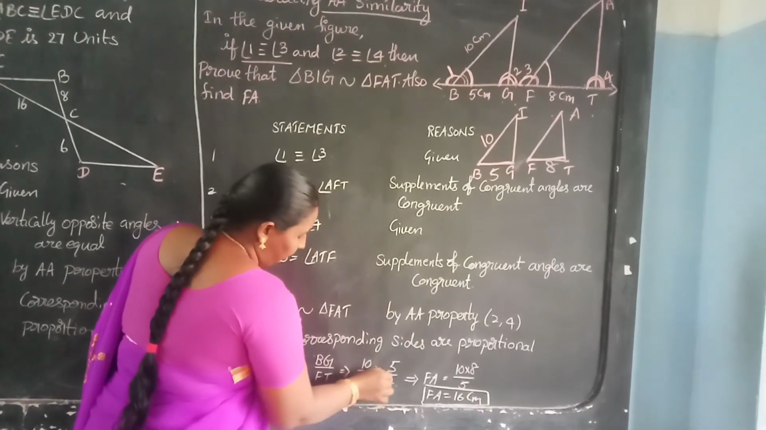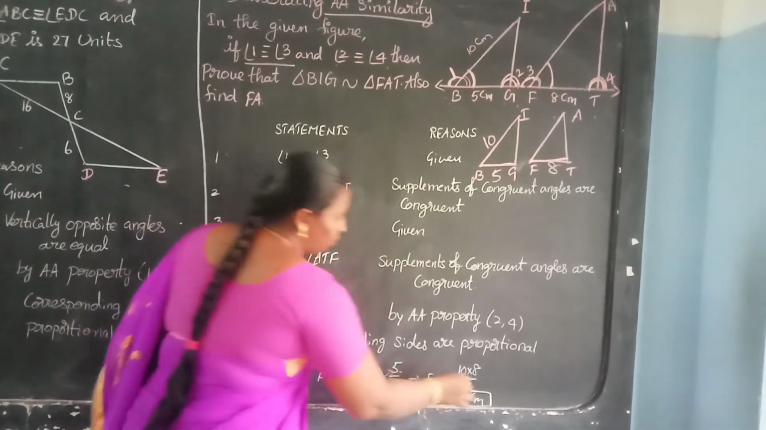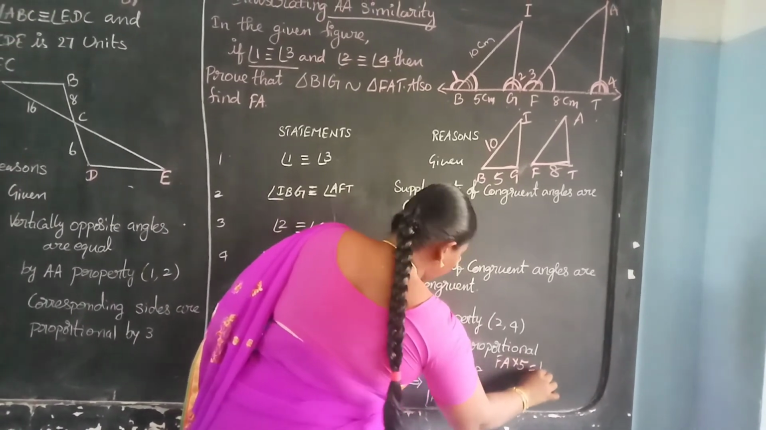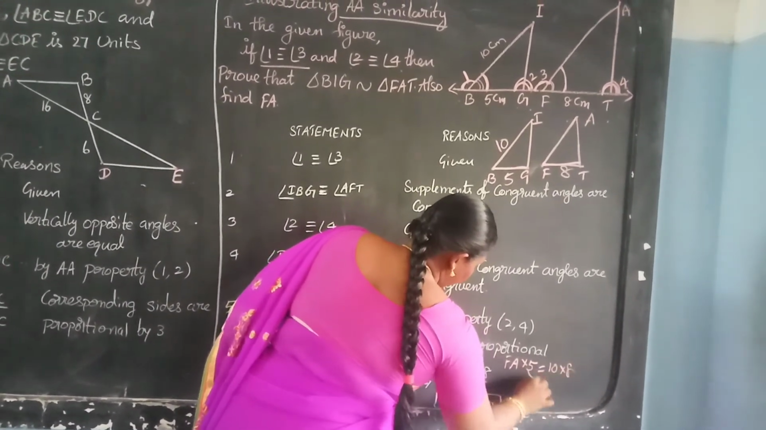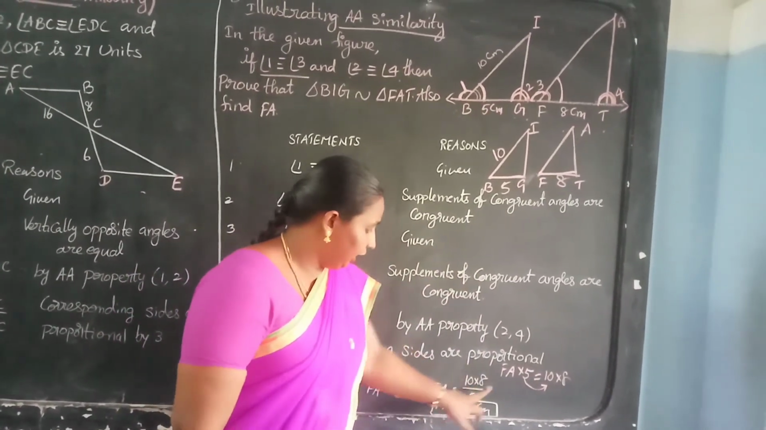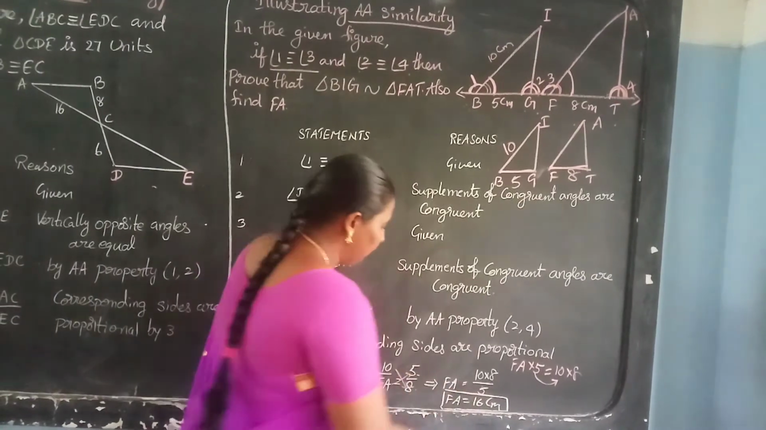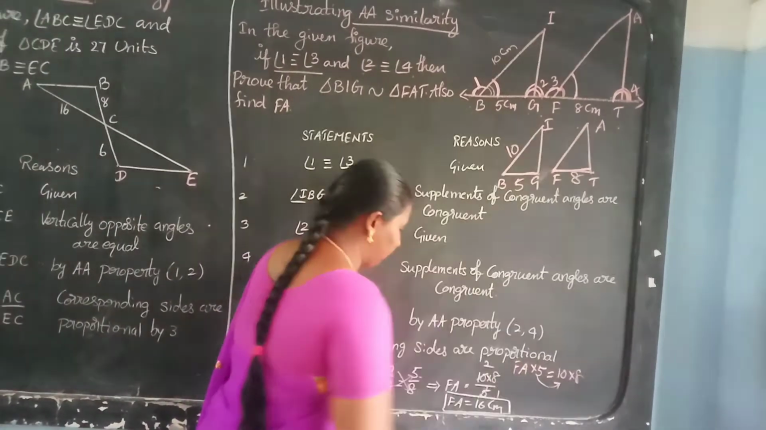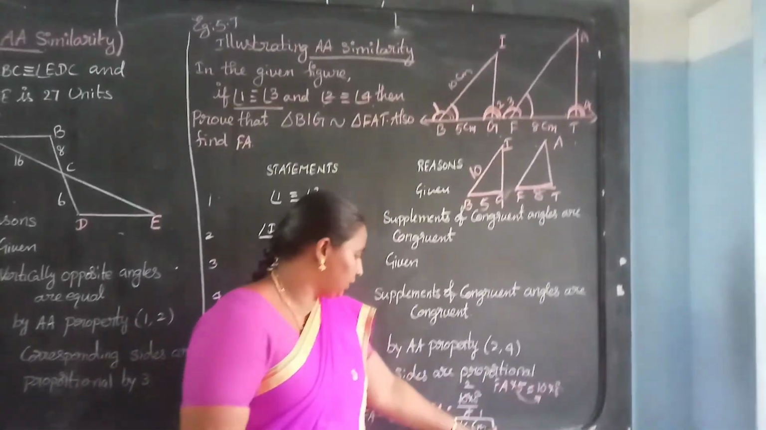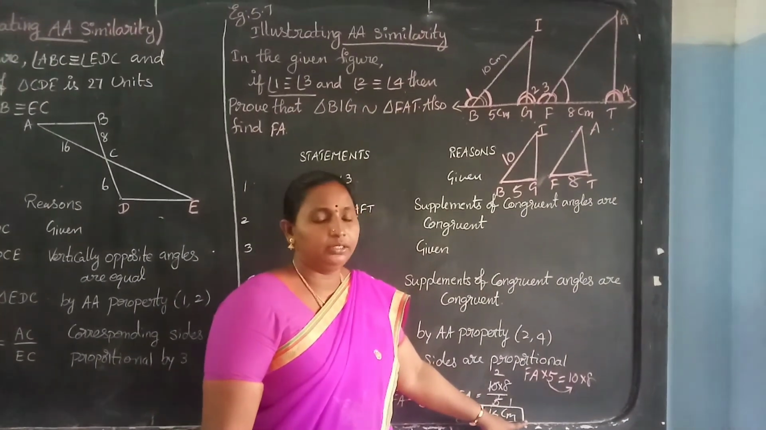Do the cross multiply. What will you get? FA into 5 equal to 10 into 8. So send this 5 to the RHS and you will get FA equal to 10 into 8 divided by 5. Cancel this: 5 ones are 5, 5 twos are 10. So I get 2 8s are 16. So FA value is 16 centimeter. Did you understand?